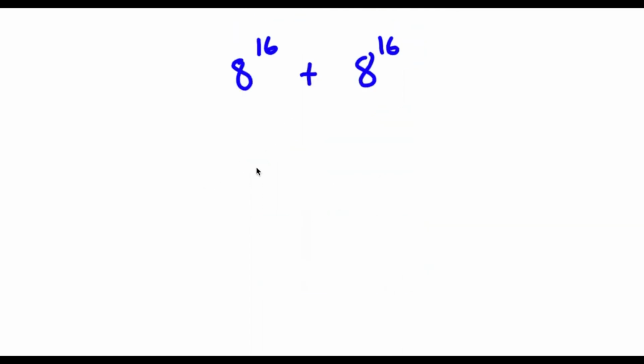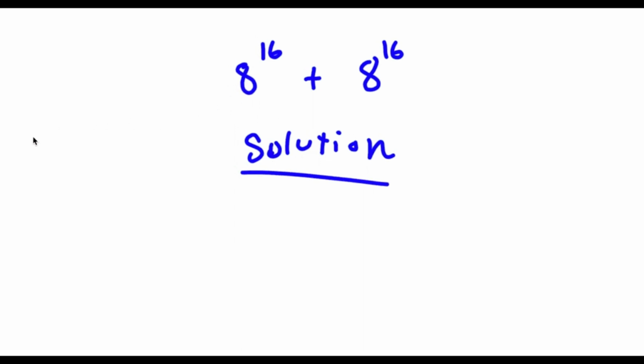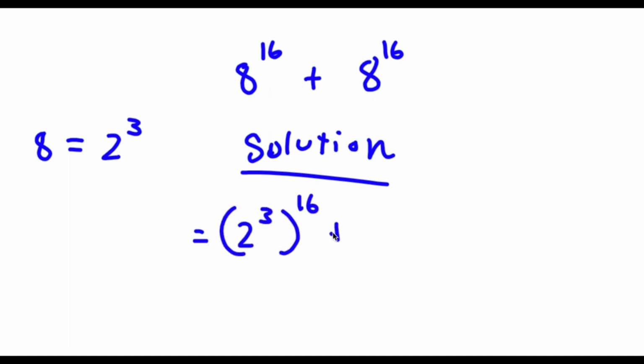All right, so I have 8 to the power of 16 plus 8 to the power of 16. So for my solution, 8 here, this is the same thing as 2 to the power of 3. So now, if I go ahead and substitute in 2 to the power of 3 for 8, I get 2 to the power of 3 to the power of 16 plus 2 to the power of 3 to the power of 16.